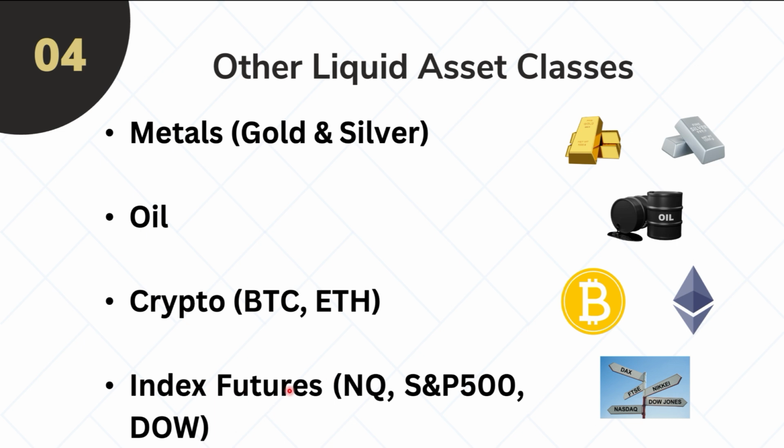And index futures are the stock markets. So the Nasdaq, the US 100, the S&P 500. You can trade the Dow Jones, it's the US 30. You can also trade the German DAX, the English FTSE, and the Nikkei, that's the Japanese stock exchange. And you can do that in the form of index futures.